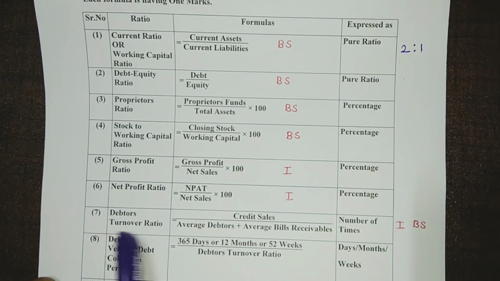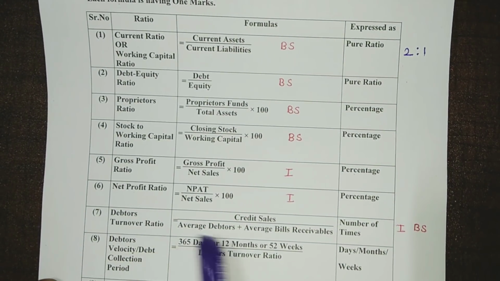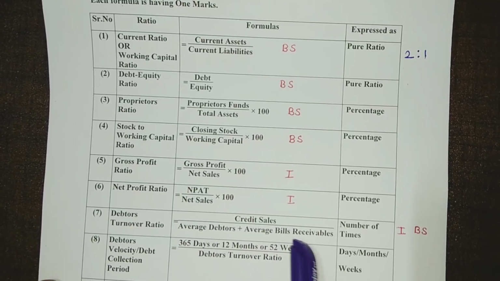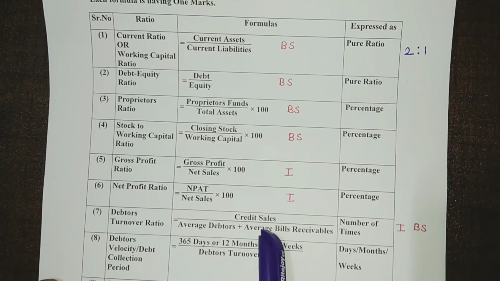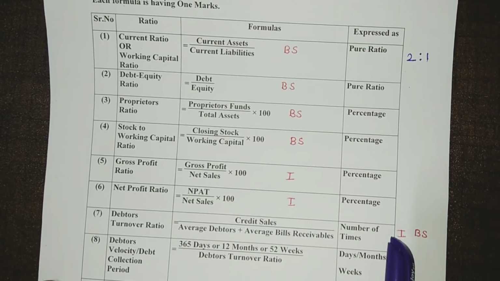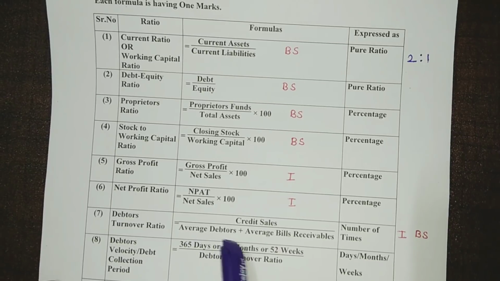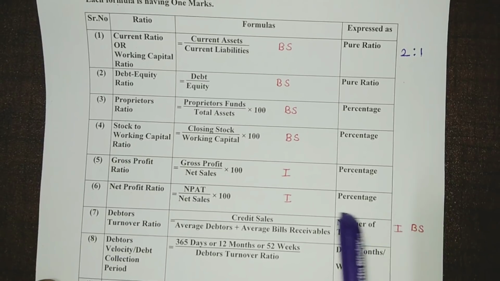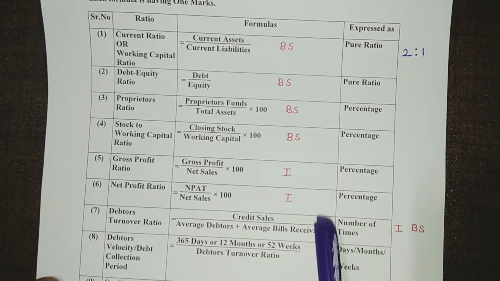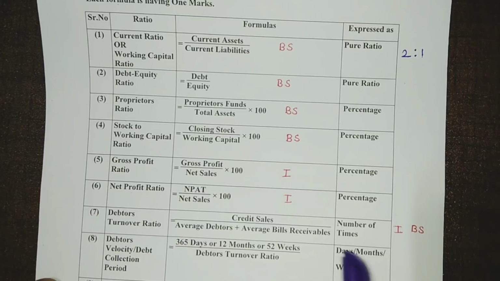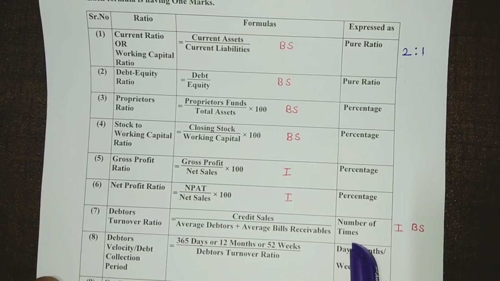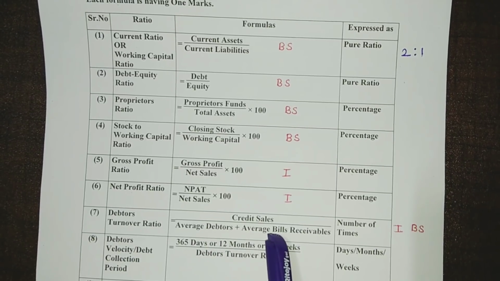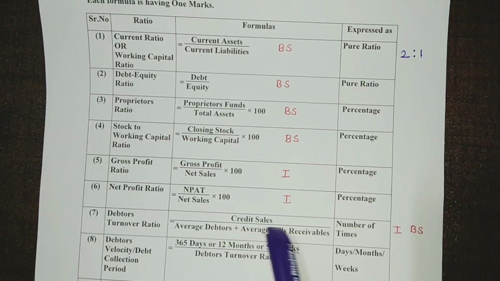Now the next one is debtors turnover ratio. The formula for that is credit sales divided by average debtors plus average bills receivable. Now this credit sales you will get from the income statement, and your debtors and bills receivable you will get from the balance sheet. Whatever is the answer, you have to write that in number of times. For example, if the answer is 5, you have to write debtors turnover ratio is equal to 5 times.